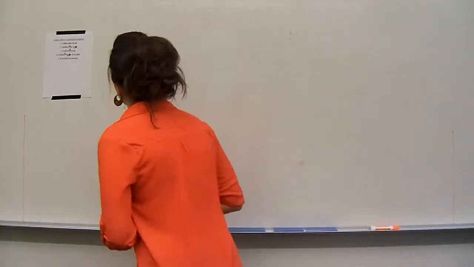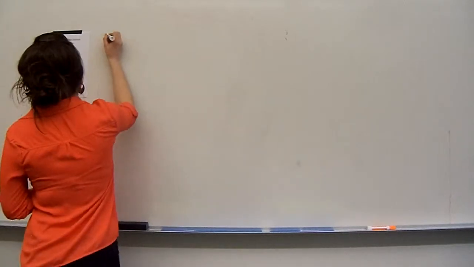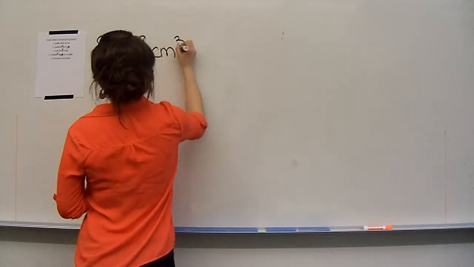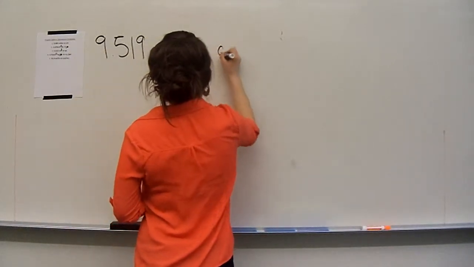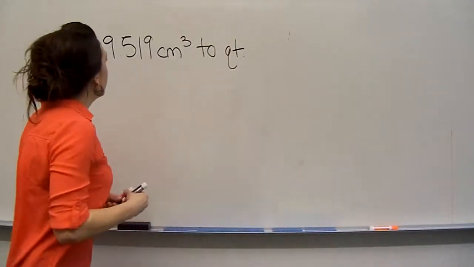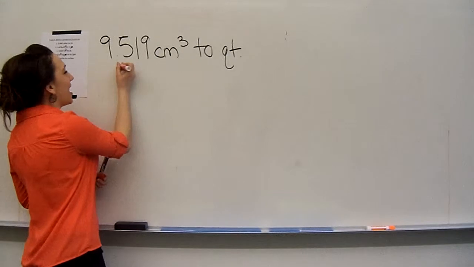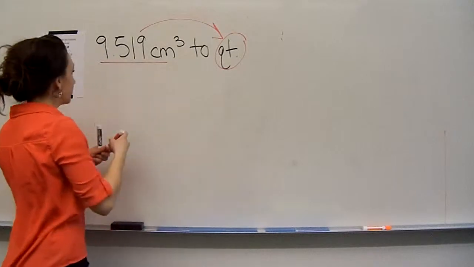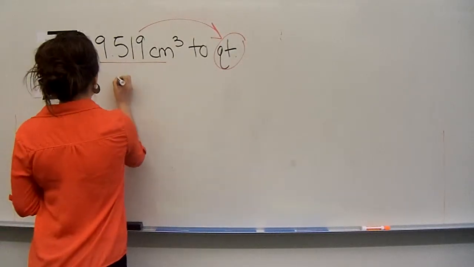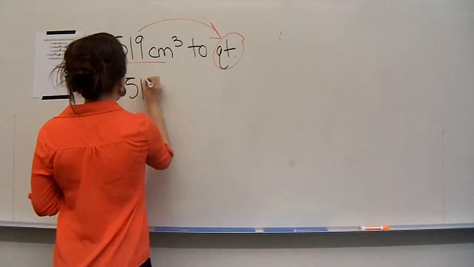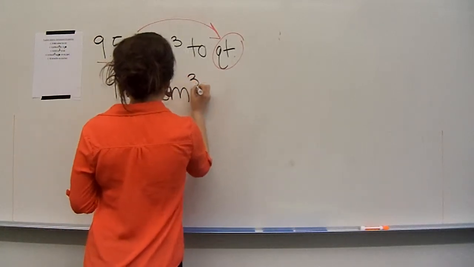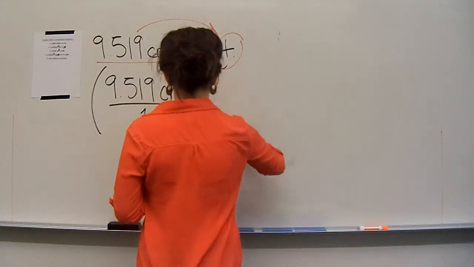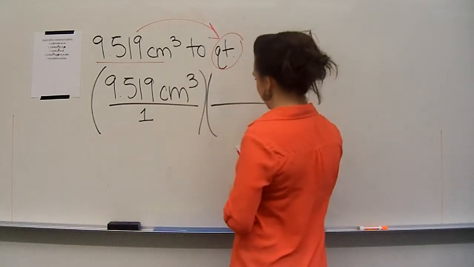For the third problem, we will do 9.519 centimeters cubed and convert that to quarts. 9.519 centimeters cubed, and quarts is what we are looking for. We will write our given, 9.519 centimeters cubed over 1, and add this set of parentheses. We will match this diagonally.